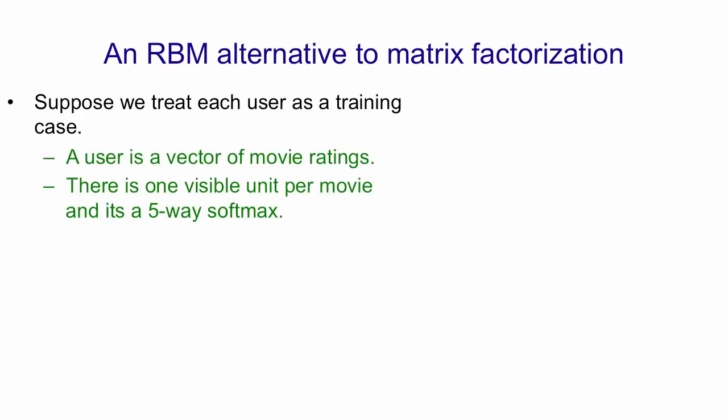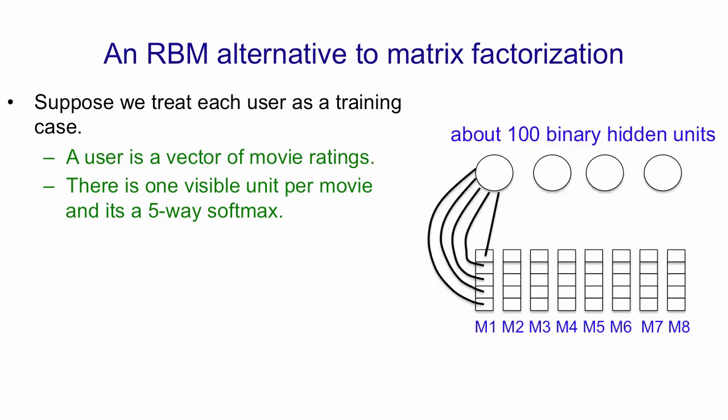And so a user is really a vector of movie ratings, and for each movie we would have a visible unit that had 5 alternative values. So the visible units, instead of being binary, are 5-way softmaxes. And so the network, or the restricted Boltzmann machine, looks like this. Each of its visible units is a 5-way softmax, with 1 visible unit per movie. You might start worrying about there being 18,000 visible units here.